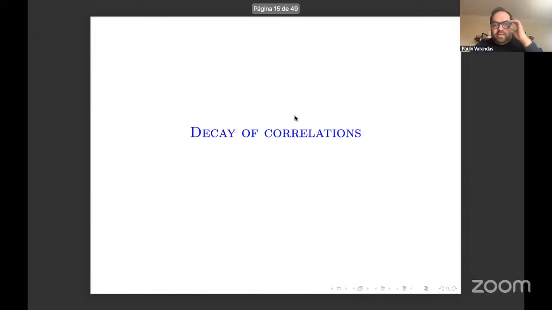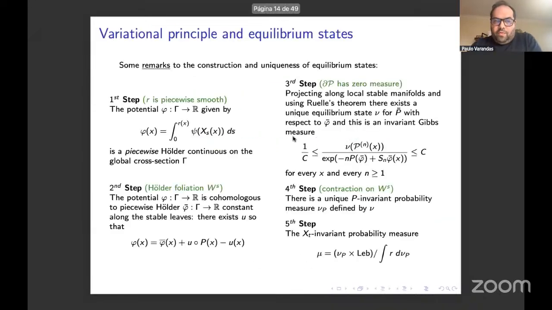And this is crucial for what happens next, is that these piecewise Hölder continuous potentials give rise to equilibrium states that need not satisfy some geometric measure theory condition known as the Federer property.